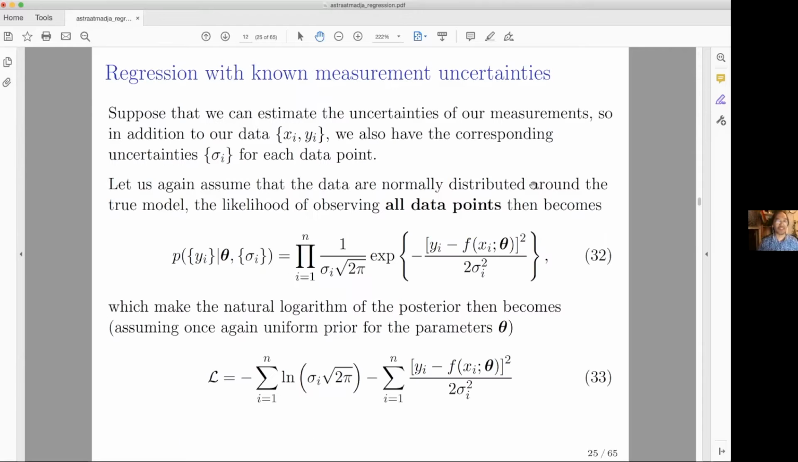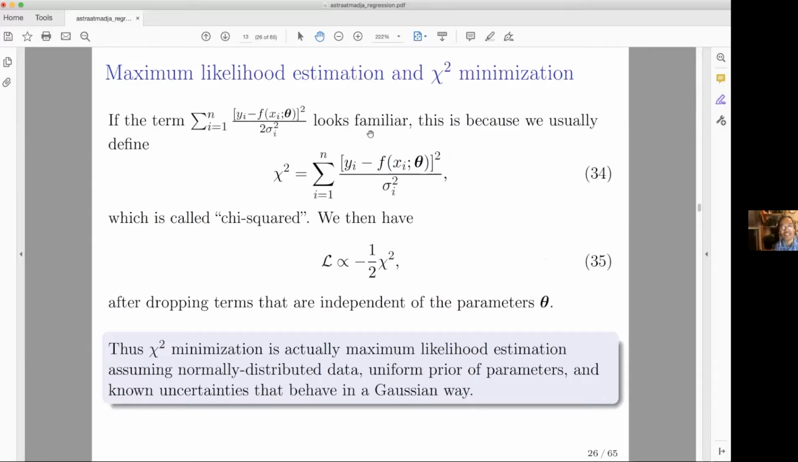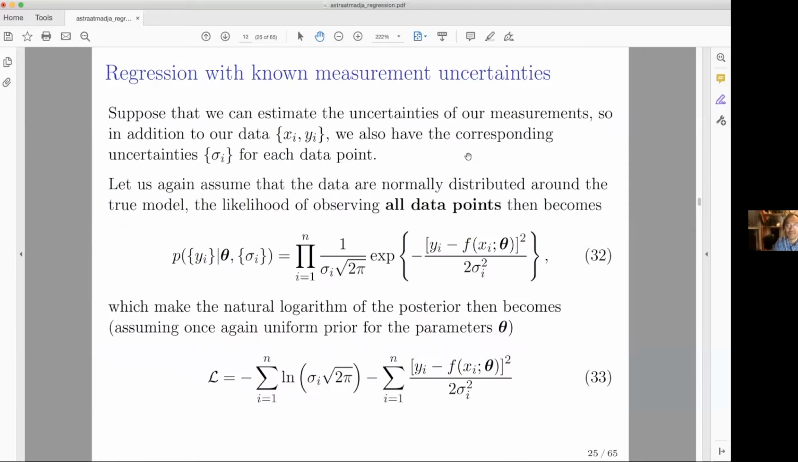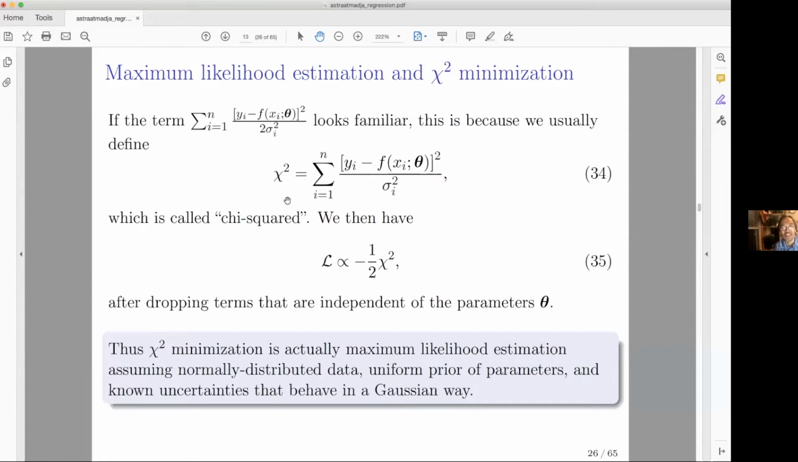So let's move on. Now, just as yesterday, what if we have individual uncertainties like this? Just like before, we don't put it outside, but we make it part of the likelihood, and then we do the same operation. But look at this term here. It looks familiar, because this is chi-square. So the log posterior is minus chi-square.